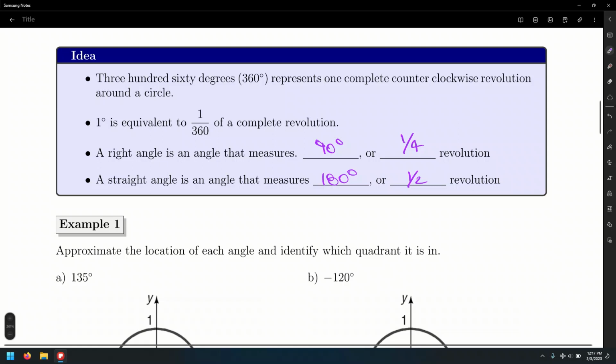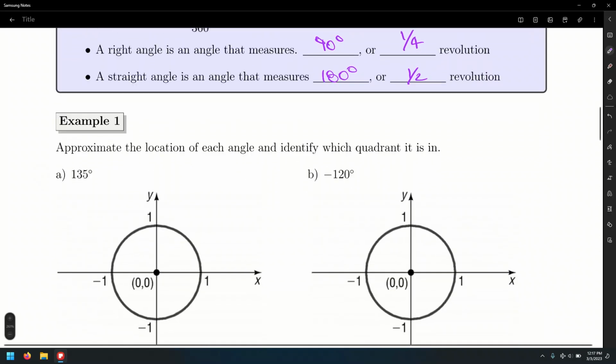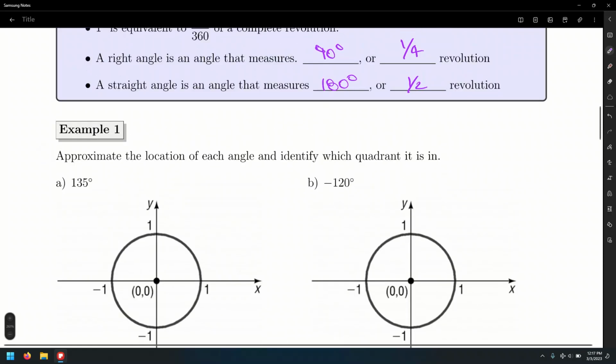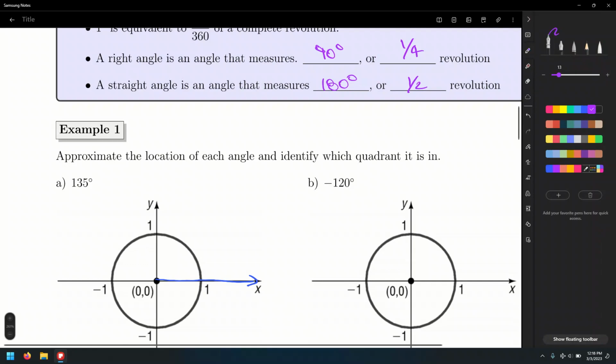All right. So how about we approximate the location of each angle and identify which quadrant they are in? All right, so a 135-degree angle. Notice I have imposed a Cartesian plane and drawn this unit circle, even though we're not going to look at the unit circle just yet, but we will be there eventually. It's just to help us go from the initial side, like this, to whatever terminal side. In this case, how about we go from here and rotate?